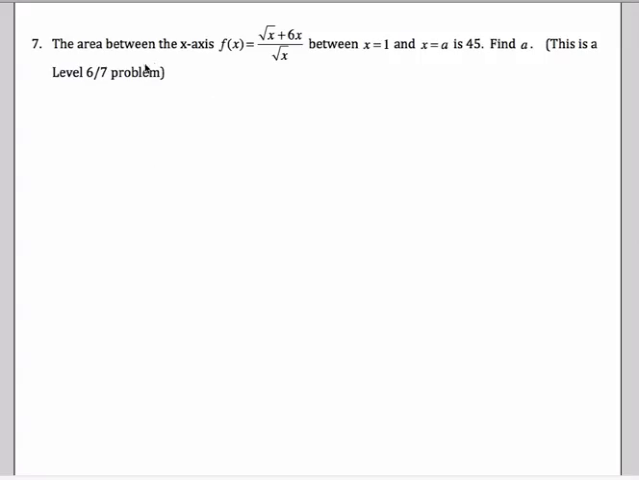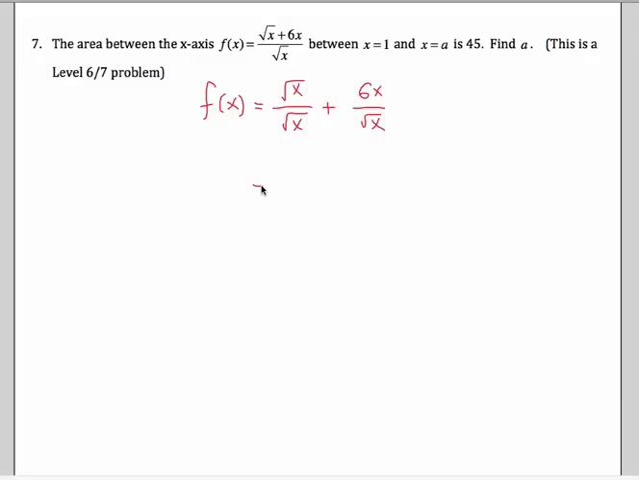And lastly, the area between the x-axis and this function here between 1 and some unknown value of a is 45. Find a. Okay, so I think what you're confused about, because everything else was pretty clear, is how to change this function into whatever they had. And f of x, I'm going to separate these two functions into two fractions.